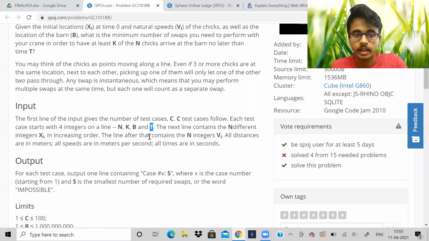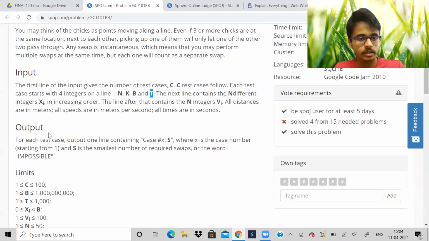I forgot to mention that there is a time t. So what is the input? The input is going to be, first, 4 variables n, k, b, t. N represents the number of chicks, k represents that at least k chicks we require to reach the barn, B represents the position of the barn, and T represents the time in which all these things should happen. The next 2 lines will be the positions of the chicks and the speeds of the chicks correspondingly. So the input is clear, right? You can read the input from here only.